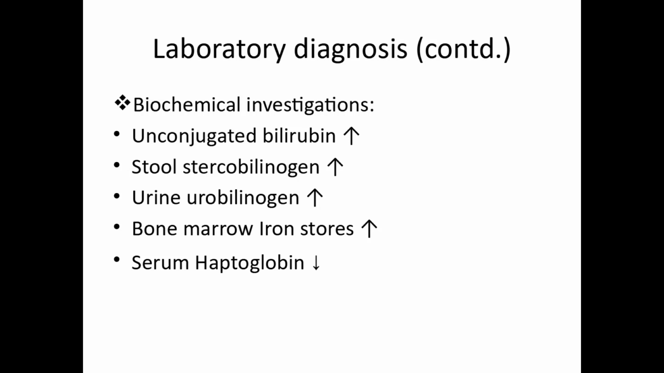We can do some biochemical investigations, and if we do them, we'll find that unconjugated bilirubin is elevated, stool stercobilinogen and urine urobilinogen is increased, bone marrow iron stores, you'll find it increased. Lastly, serum haptoglobin, if the mechanism is intravascular hemolysis, it will be reduced.